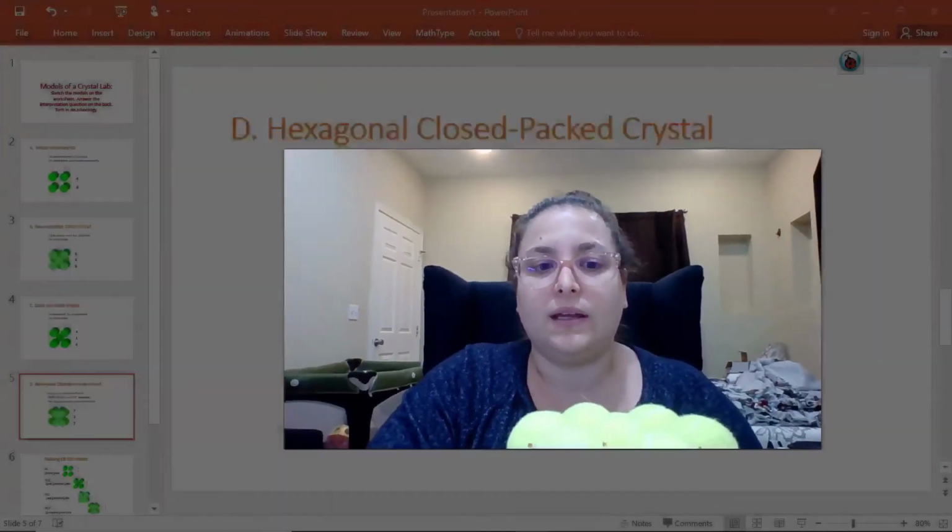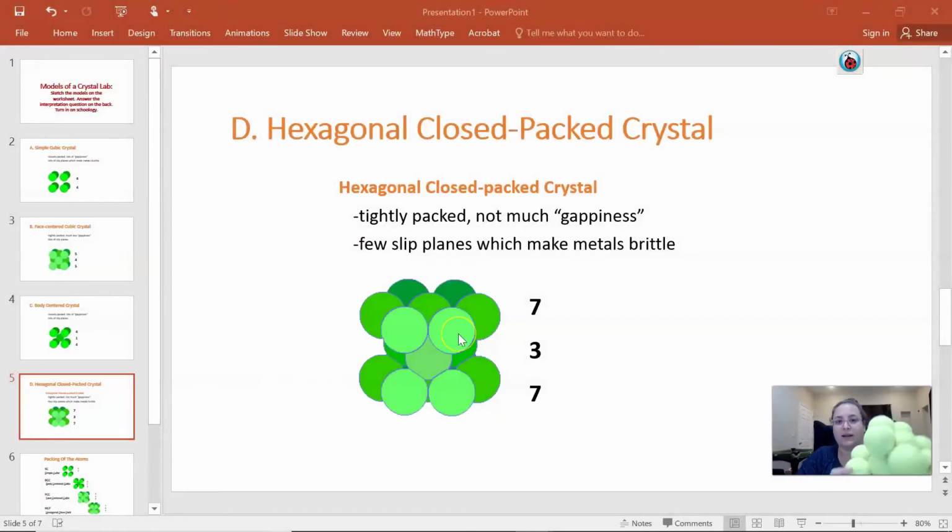This one is a lot less gappy. It has very little gappiness in it. It's very tightly packed, has very few slip planes in it, and that makes it very brittle. So this isn't typically the type of metal that we would work with that has this HCP structure, because of its brittle properties.